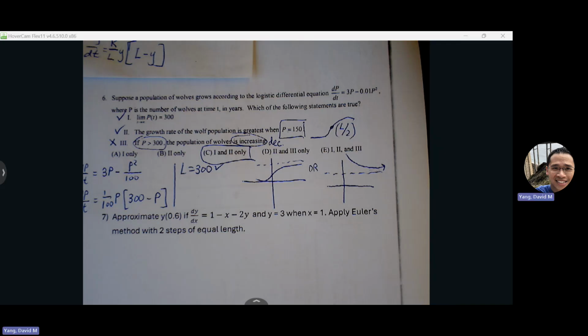Okay, does that make sense? Any questions with 6? Okay, number 7 should be pretty straightforward. Find your delta x, b minus a over n, create your chart.